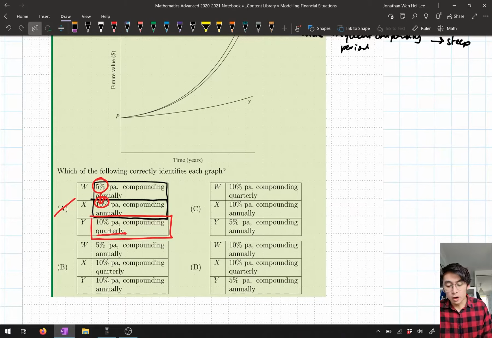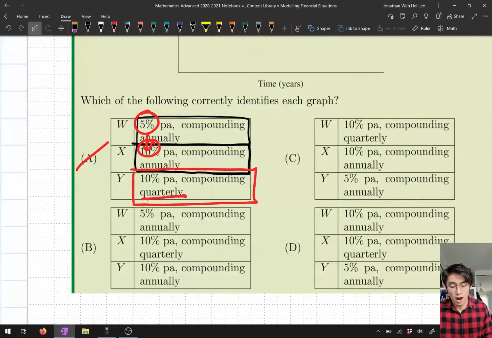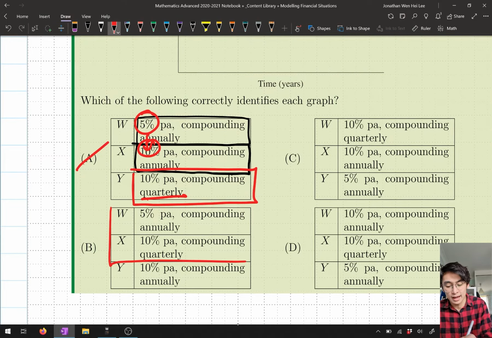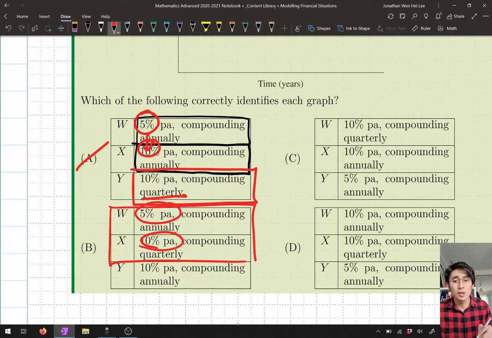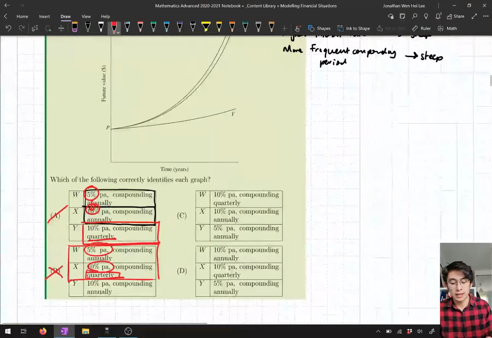This one here, we've got W is equal to 5% per annum compounding annually. X is 10% per annum compounding quarterly. And Y is 10% per annum compounding annually. Now here, already, just by looking at W and X, 5% here is much lower than 10%, but not only that, X is compounding quarterly, which is a lot more frequent. So that would mean that not only is X going to be a lot steeper, it's going to be much steeper than W. So this one here is going to be out as well. Let's have a look at option C.